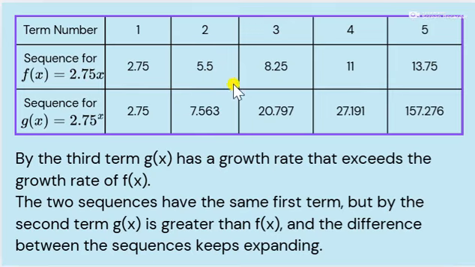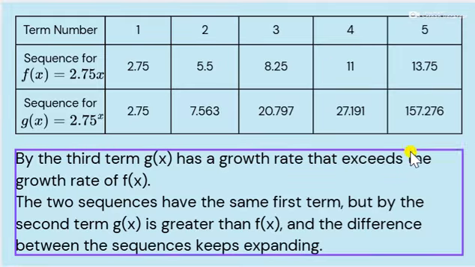So the growth rate every time is 2.75 here. Okay, so the change here would be 7.563 minus 2.75. So the change here is 4.813. The change here is going to be huge because you can see it's 20 minus 7. So by here, the growth rate has exceeded the growth rate of this one.